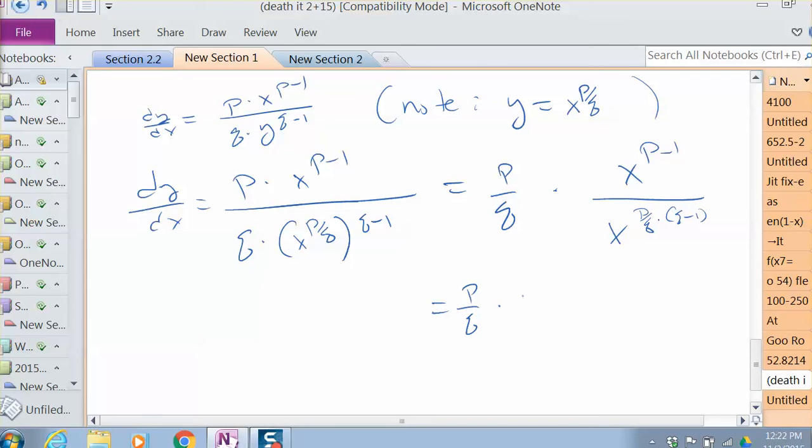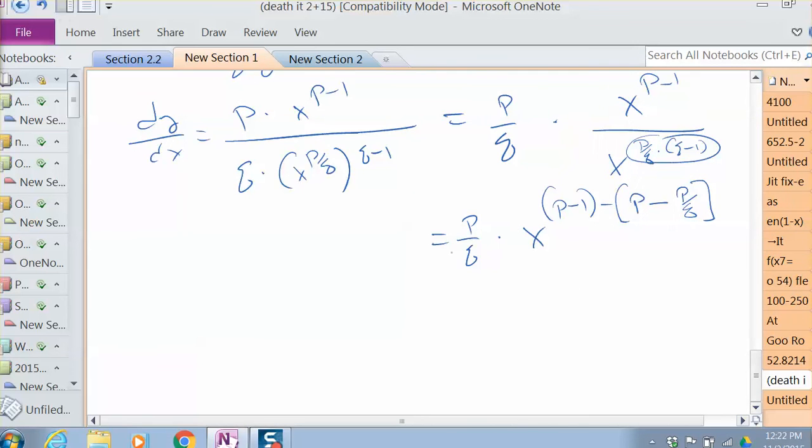Now, if I subtract my exponents, right, that's what we do, p minus 1 minus the bracket. And if I distribute the p over q into q minus 1, I'm going to get p minus p plus p over q. So it's p over q times x to the p minus 1 minus p plus p over q. Of course, those cancel. So I'm getting p over q minus 1.